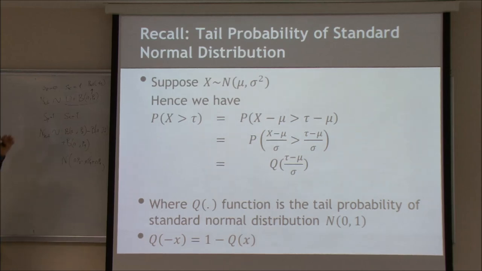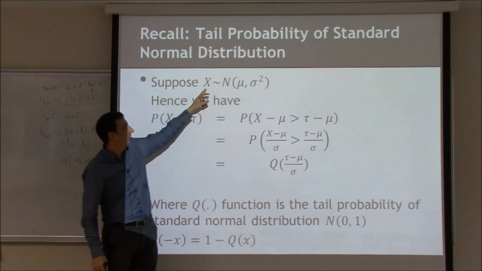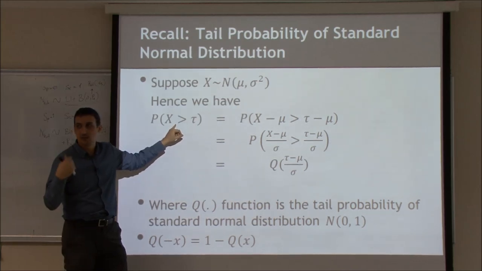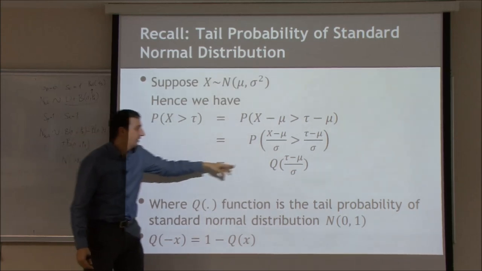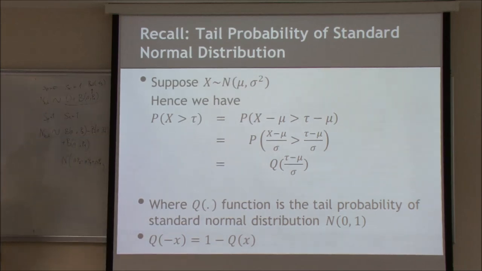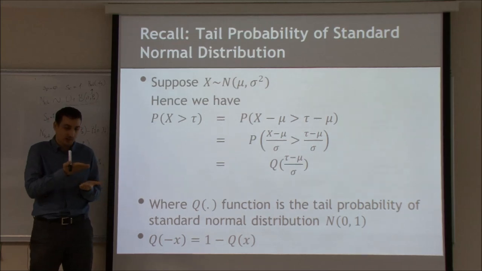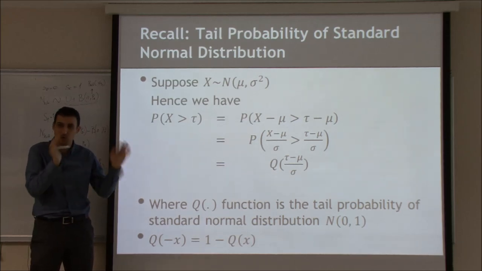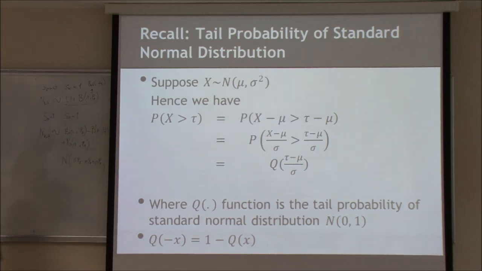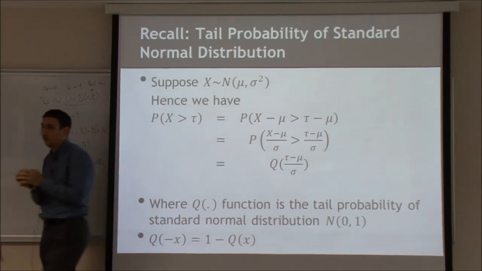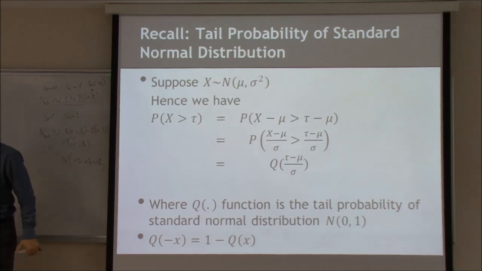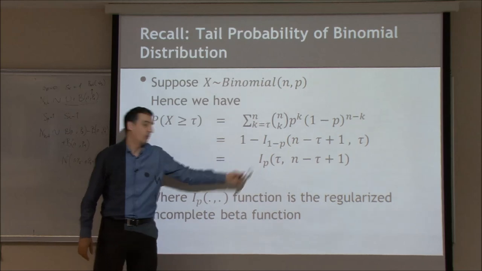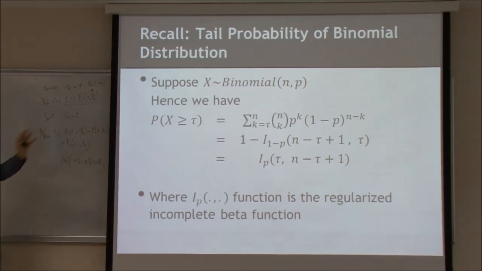So, what are the tail probabilities? Let's recall that. If we have a normal distribution with mu and sigma square, the probability of the number of hitting molecules being greater than a threshold can be evaluated by the Q function. We said we will make a thresholding at the decoding part. If the number of hitting molecules is above the threshold, I will say 1. If below the threshold, I will say 0 for a simple communication model. So we evaluate the cases of correct reception and false reception by these tail probabilities. For the binomial, again, we have tail probabilities, which is a function of the regularized incomplete beta function, which gives the summation of probabilities of binomial.